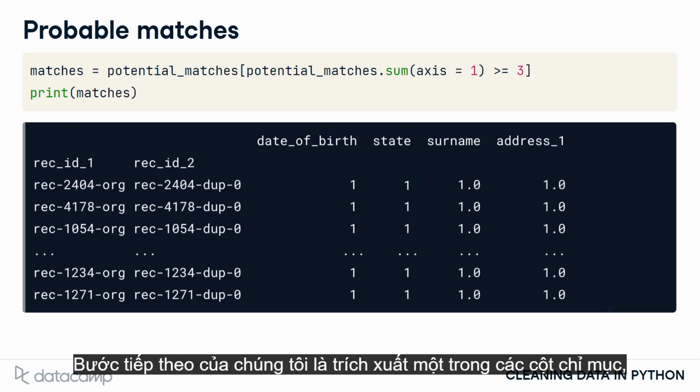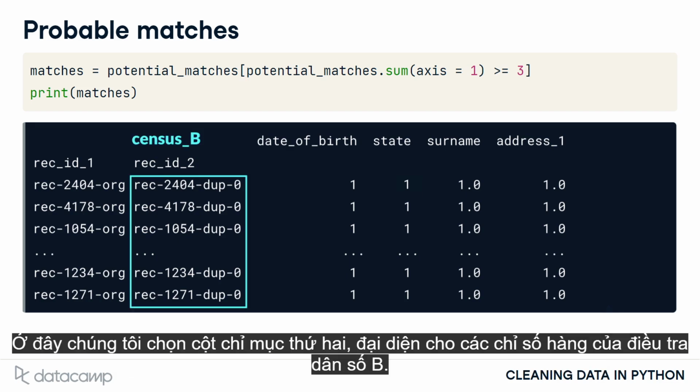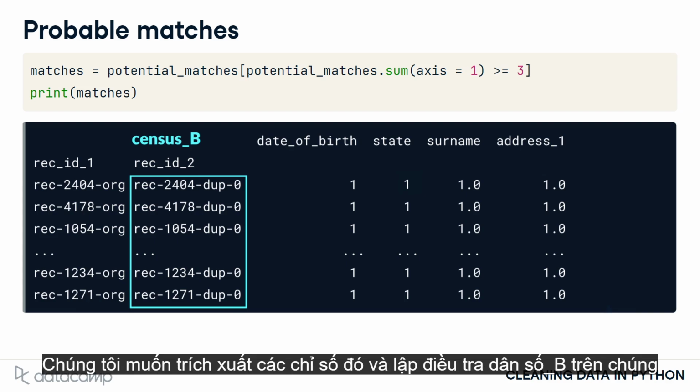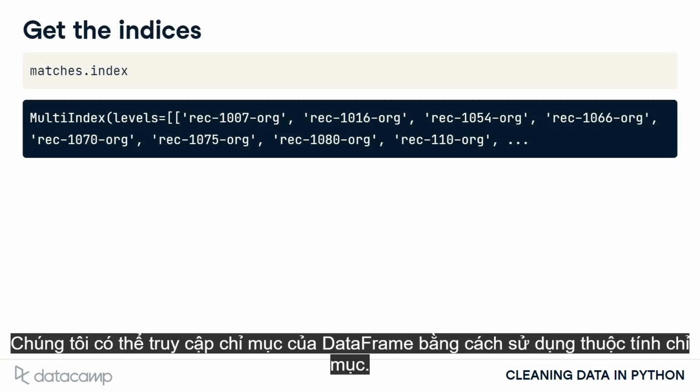Our next step is to extract one of the index columns and subset its associated data frame to filter for duplicates. Here, we choose the second index column, which represents row indices of census B. We want to extract those indices and subset census B on them to remove duplicates with census A before appending them together. We can access a DataFrame's index using the index attribute.